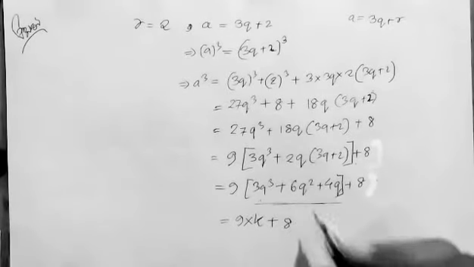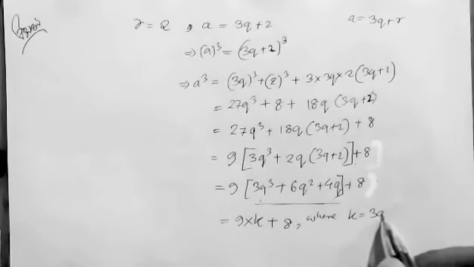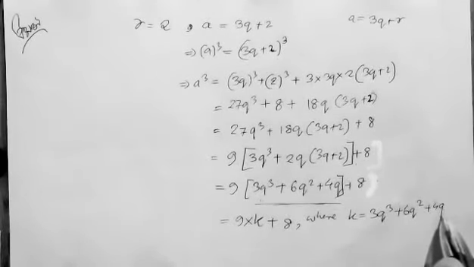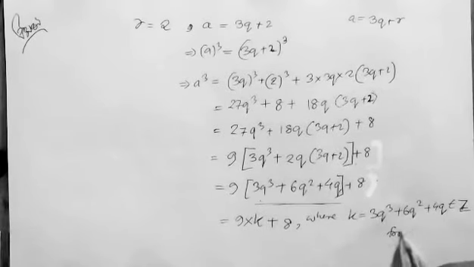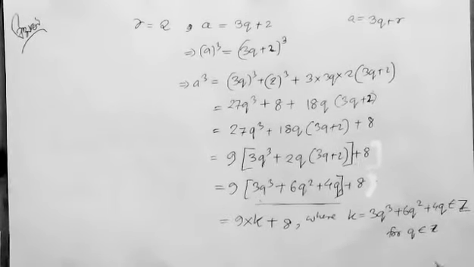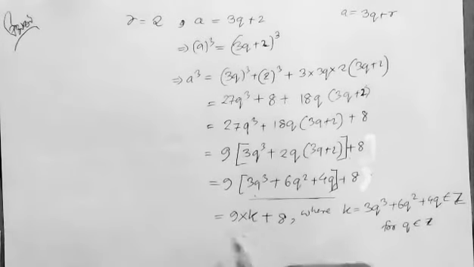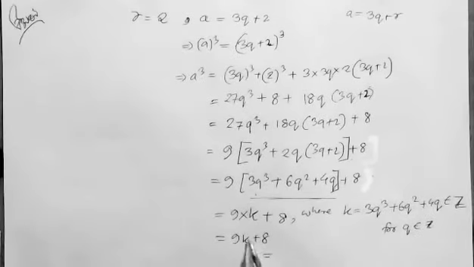Plus 8. Write down, where k is equal to 3q cube plus 6q square plus 4q, which belongs to the integers, for q belonging to the integers, because q is an integer. So considering q to be an integer, this whole term will be an integer. So 9k plus 8. So we have expressed the cube of an integer as 9k plus 8.